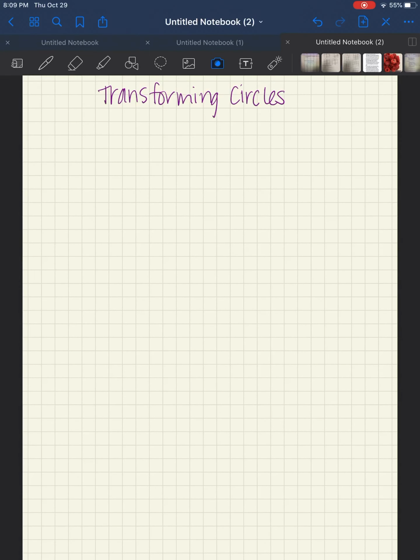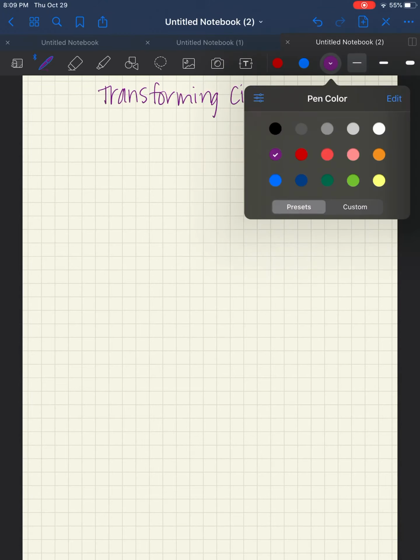All right, we are going to take some notes on transforming circles. So this is a concept that you guys actually learned in geometry if you took geometry last year. So we're just going to do a quick overview of what the graphing form looks like and then how to use it. So we are going to start with graphing form.